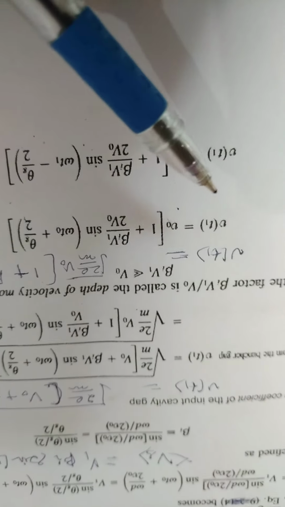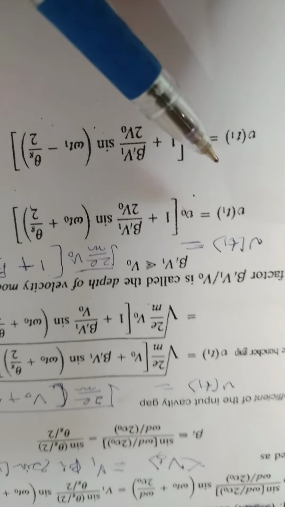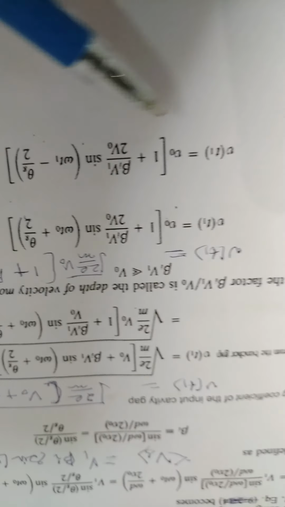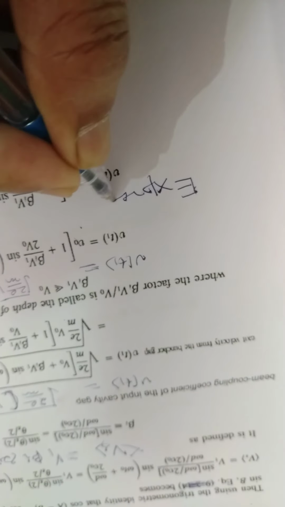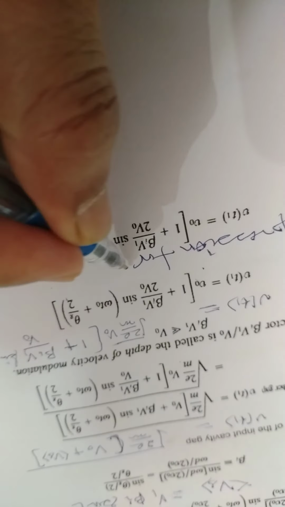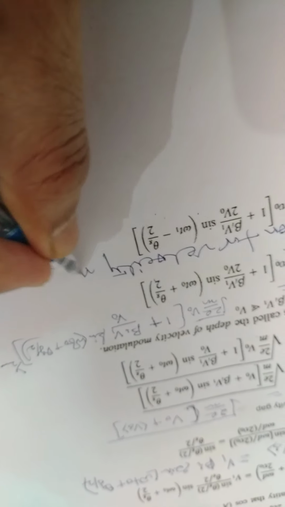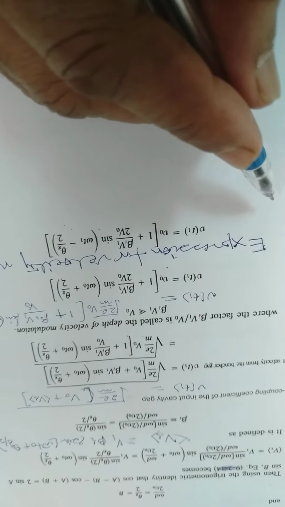So this is the velocity at the time of exit from the buncher cavity, and this is the equation of velocity modulation. This expression is the expression for velocity modulation, you can write it. In the next lecture we will use it.